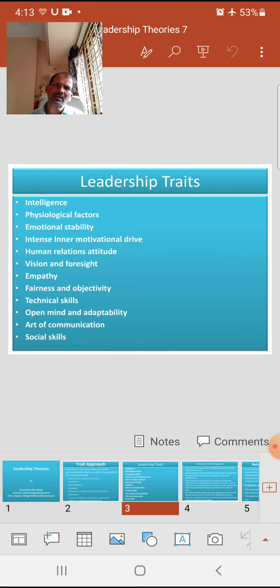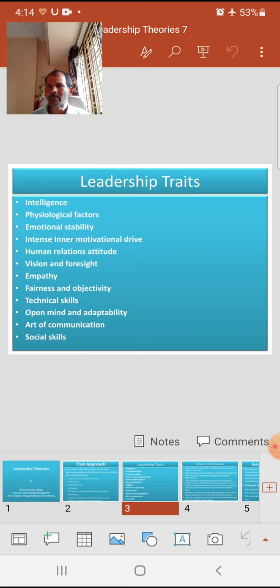Another trait is technical skills. Planning, organizing, delegation, analysis, seeking advice, making decisions, controlling and winning cooperation constitute technical competency of leaders. A leader can win support from his subordinates with his technical skills.